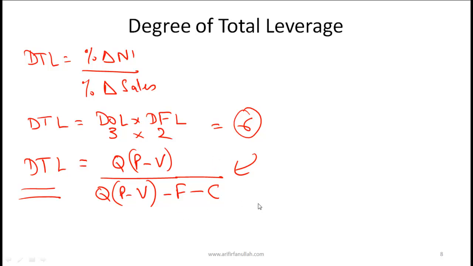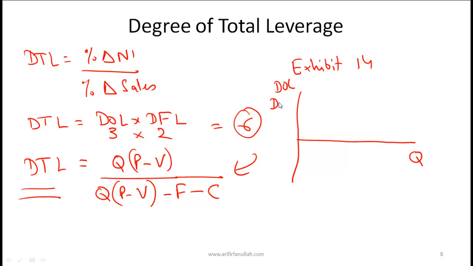And I also want you to take a look at exhibit 14 in the curriculum. What exhibit 14 is going to show you is pictures of, as you change quantity, how do degree of operating leverage, degree of financial leverage and degree of total leverage change. So that's a good picture to look at.